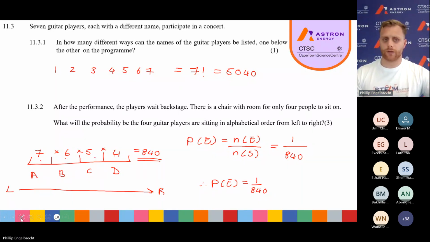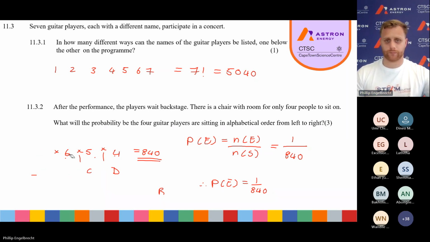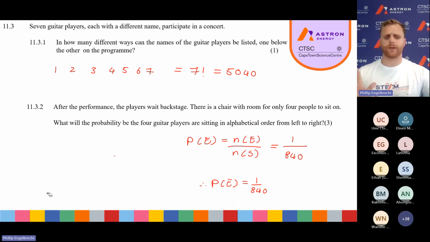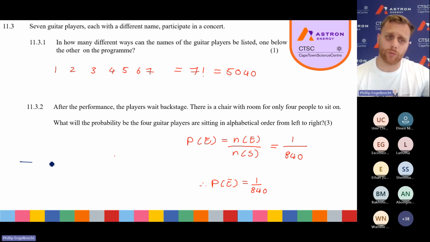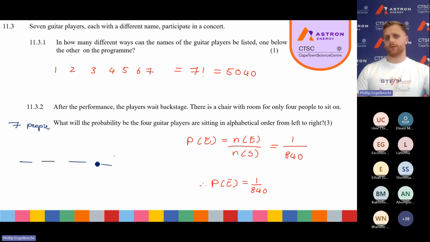Now, I'm going to re-explain the chair story. Okay, let me just rub this all out. So hopefully we can understand the alphabetical thing. I think the alphabetical one is easy to understand. So let's explain the chair. I have a chair that seats 4 people. 1, 2, 3, 4. And I have 7 people to choose from. 7 guitar players who are people.